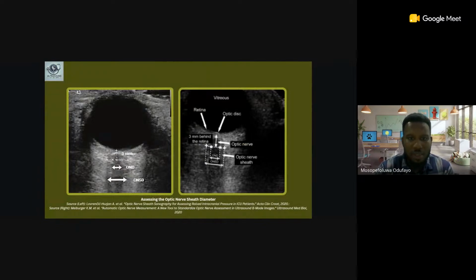Okay, so look at it here. ONSD measured. We go 3 mm behind, and then we measure side by side. Is that okay? All right.